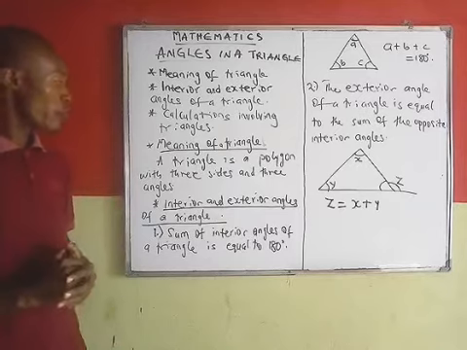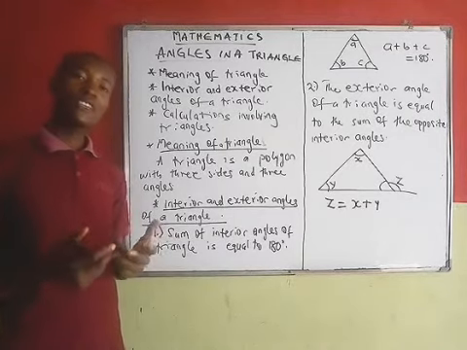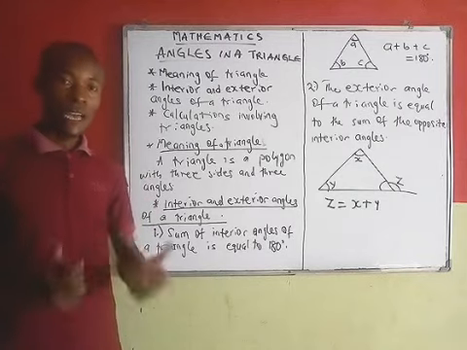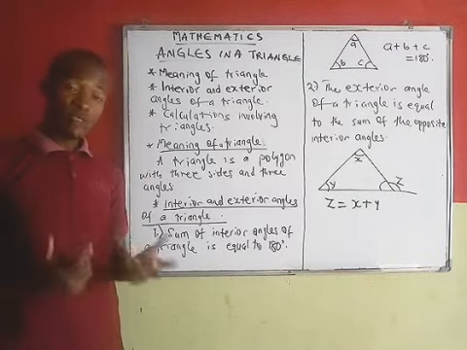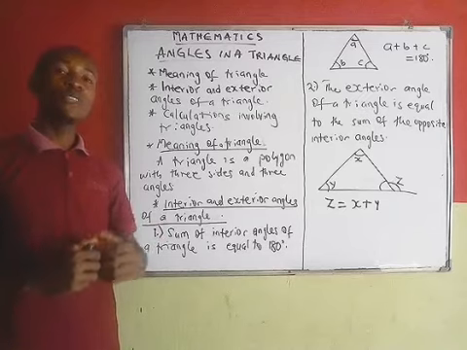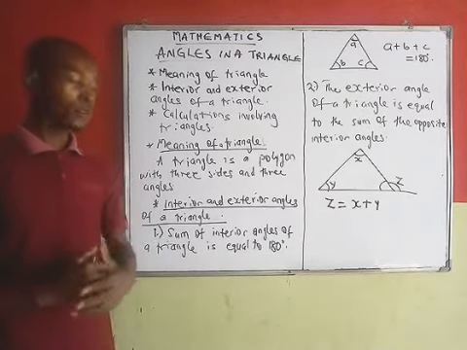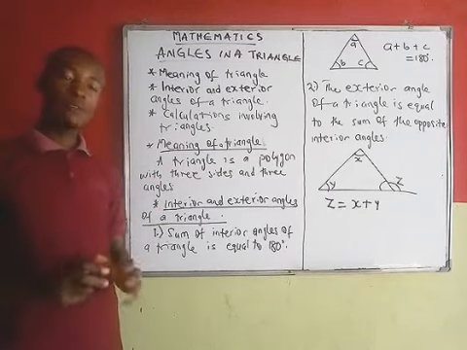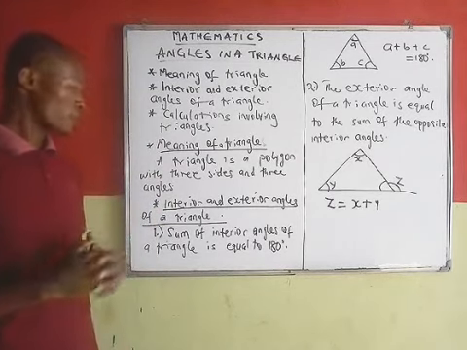The meaning of a triangle: a triangle is a polygon with 3 sides and 3 angles. We'll have the next one, the interior and exterior angles of a triangle.